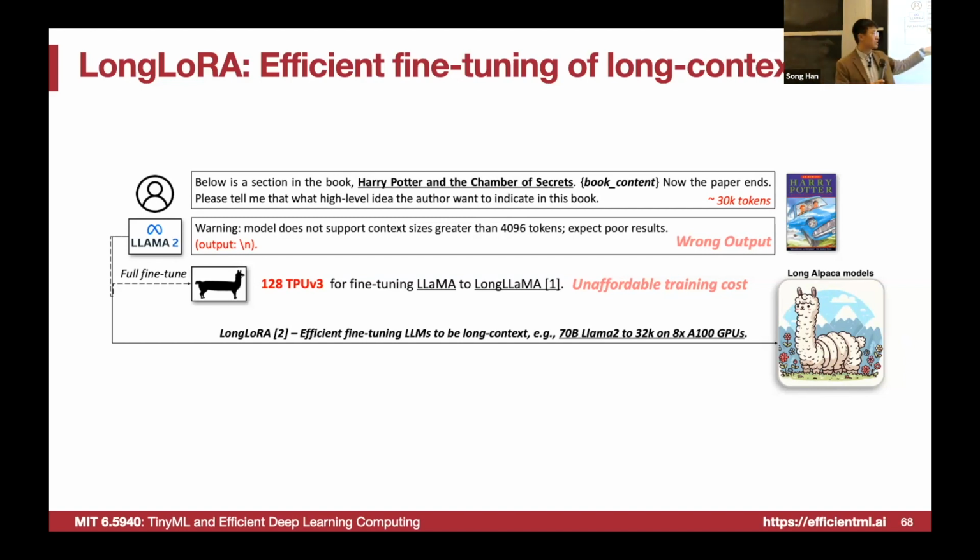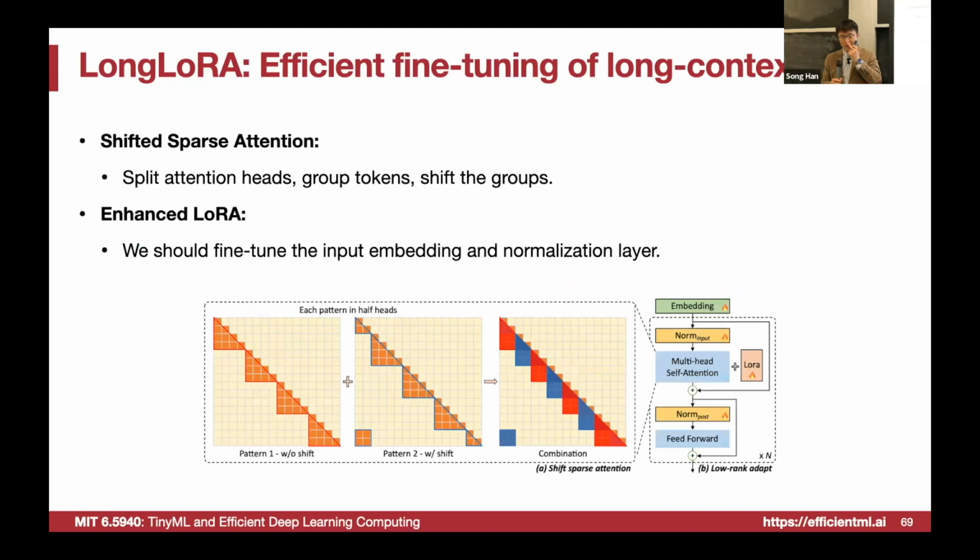So we designed this LongLoRA technique, efficient fine-tuning of large language models to be long context. And we can fine-tune 7 billion parameter Llama 2 from 4K to 32K context length on a single node that has 8 A100 GPUs. How did we achieve that? We introduced two techniques.